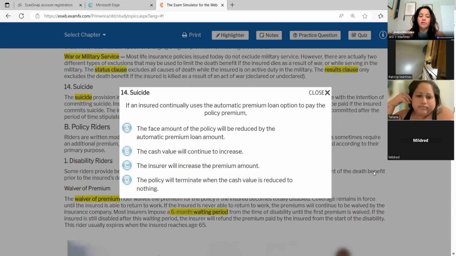If an insured continually uses the automatic premium loan option to pay the policy premium, A, the face amount of the policy will be reduced by the automatic premium loan amount. B, the cash value will continue to increase. C, the insurer will increase the premium amount. D, the policy will terminate when the cash value is reduced to nothing.